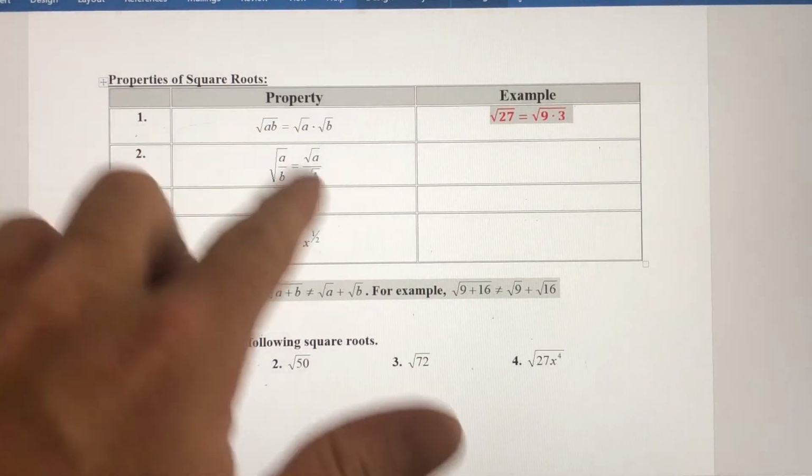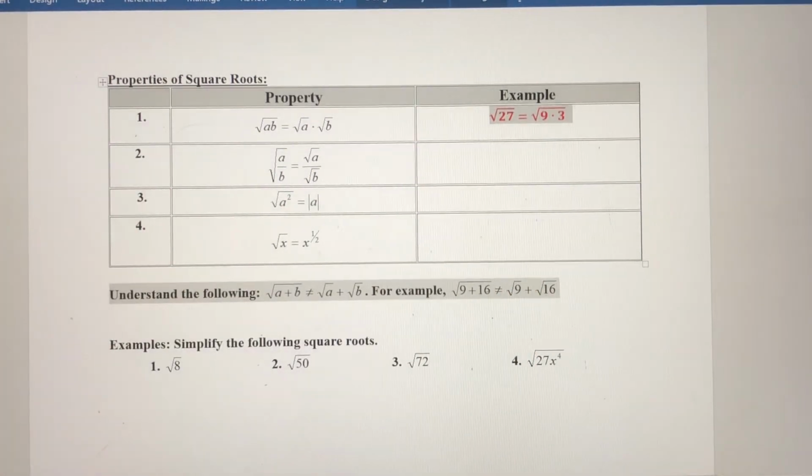All right, so using this property, I can break this down as the square root of 9 times the square root of 3. Okay. Well, the square root of 9 can be simplified. The square root of 9 is 3, so I simplify that, and the radical 3 can't be simplified, so it stays the same. So 3 radical 3 would be the simplified answer for radical 27, okay? And we use that property to help us do that, okay?